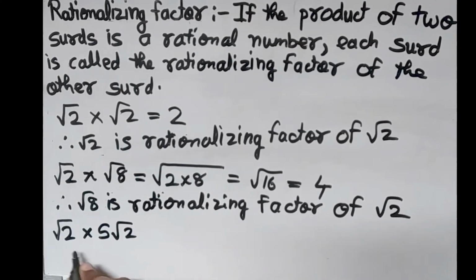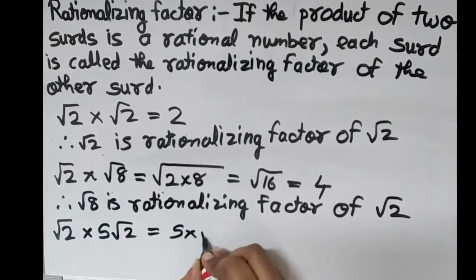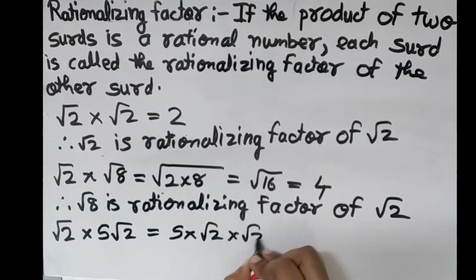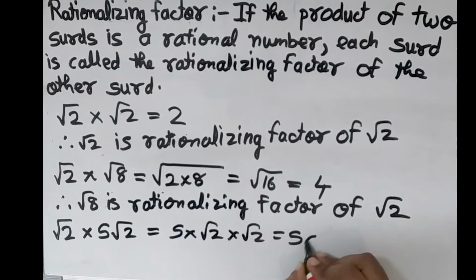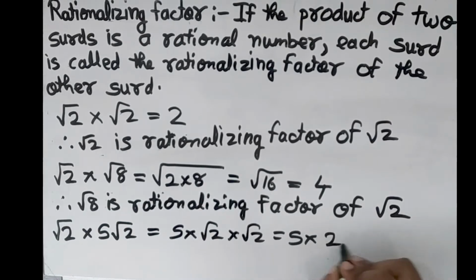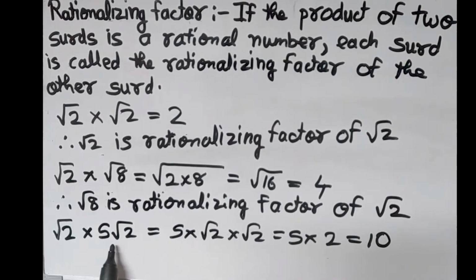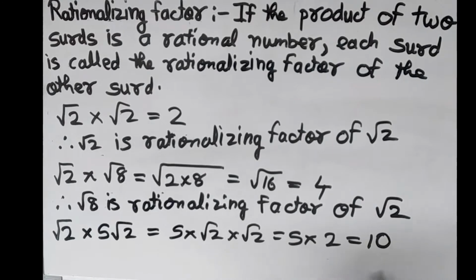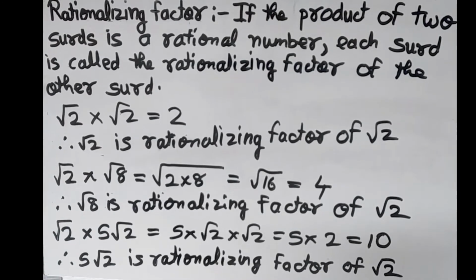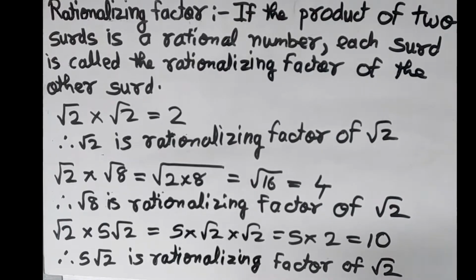Now see this example, root 2 into 5 root 2. So what we will get? 5 into root 2 into root 2, which is equal to 5 into 2, which is equal to 10. Again this 10 is a rational number. So when we are multiplying root 2 by 5 root 2, we are getting a rational number. So that means what? Therefore 5 root 2 is rationalizing factor of root 2.